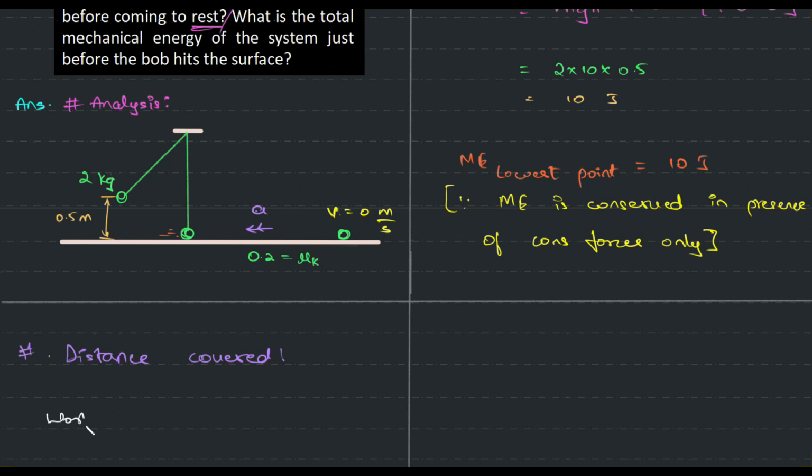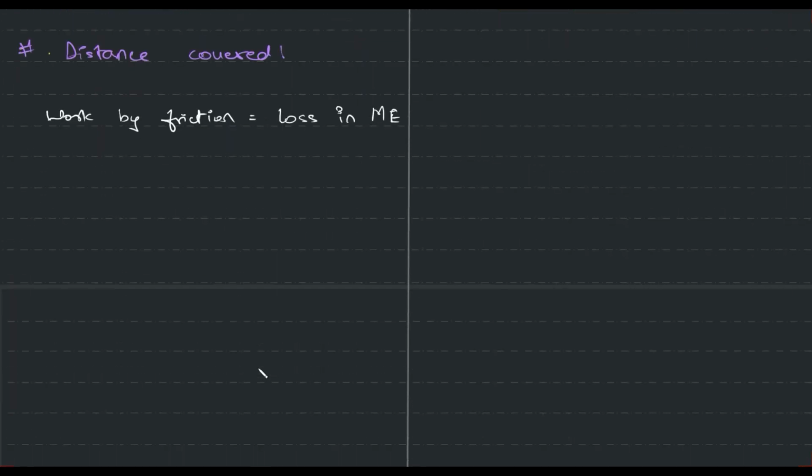So the work by friction will be equal to the loss in mechanical energy, right guys? This is also one of the ways, because energy has to disappear somewhere. Since friction is a non-conservative force, it will take away the energy in many forms. So mainly it's heat. Okay, so we know the work by friction is equal to loss in mechanical energy.